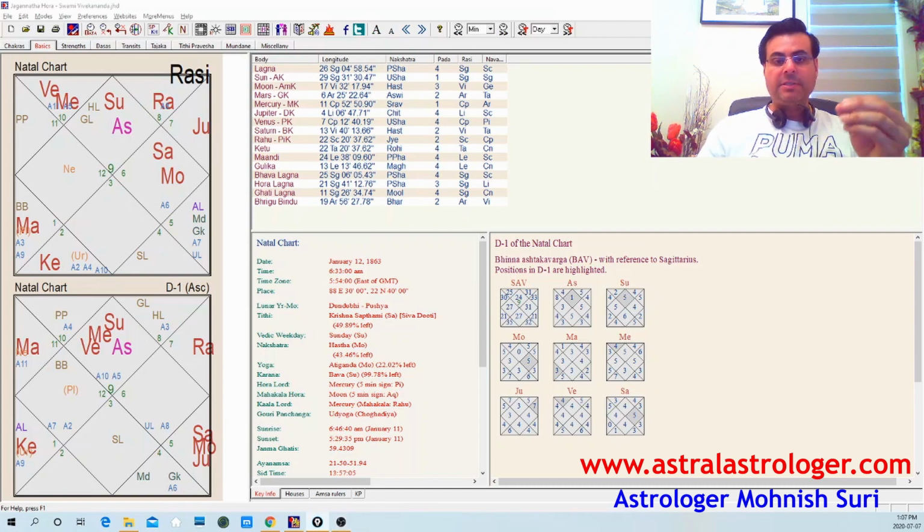So the first step is to see where the Sun is. Sun is your soul. Sun is the epicenter of the whole universe. It's the father of the whole universe, and it represents your soul in your chart. So in Swami Vivekananda Ji's chart, look at where his soul is. And if you see his chart, the Sun is sitting in the first house in the Bhava Chalit.